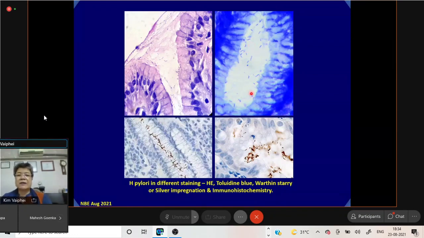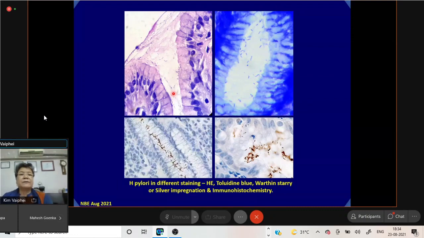And so this is in toluidine blue staining. And this is a silver staining, and there are antibodies available to stain the H. pylori. So this is immunohistochemistry staining. But if staining is proper, we say in pathological term, well differentiated staining, we call it H&E staining. H. pylori can be very easily identifiable only on H&E stain.